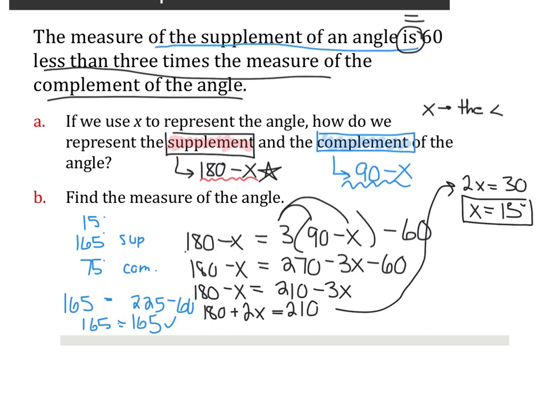The key to these word problems is always remember that the supplement of an angle, the way we express it, if x is the angle, the supplement is 180 minus whatever the angle is, and the complement, the way we get it, is 90 minus whatever the angle is. And then you have to just be careful with how you use your signs, what's being doubled, if it's being tripled, if you're adding, what have you.